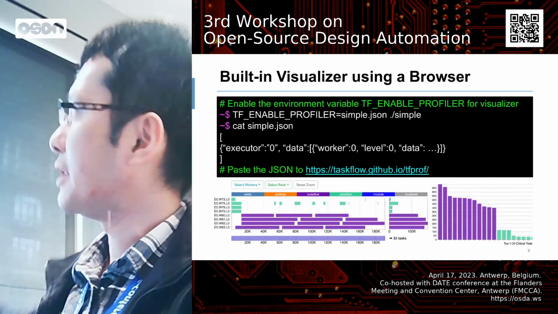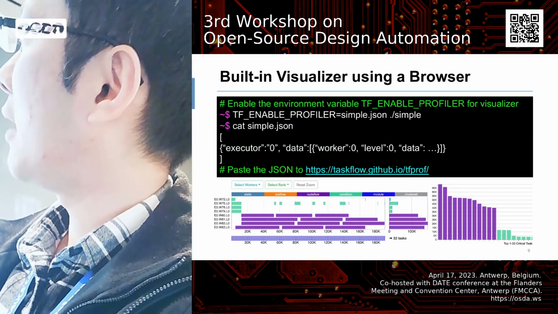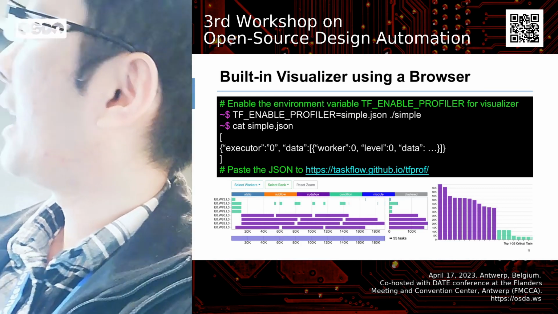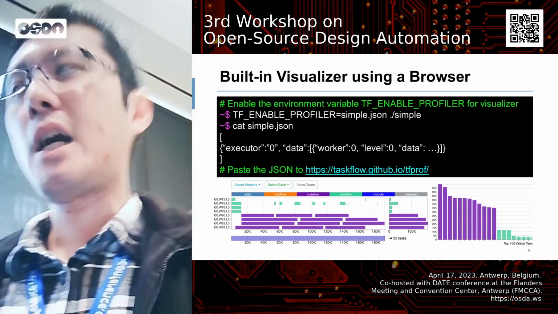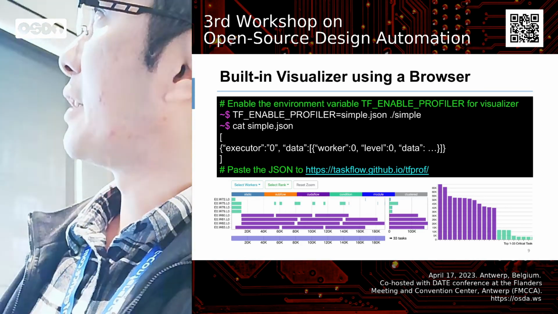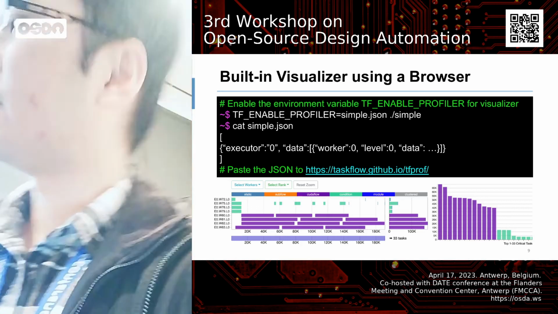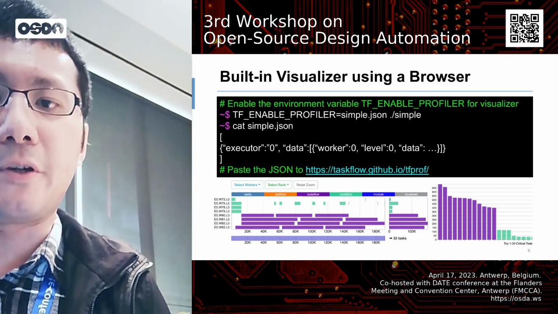Everything by default can be visualized. If you want to run your Taskflow program with the visualization result, you just need to enable an environment variable telling the operating system how to dump your execution timeline into the JSON file. Then you can copy and paste the JSON into a browser-based interface to visualize the execution result of your program. And everything is built in by default.